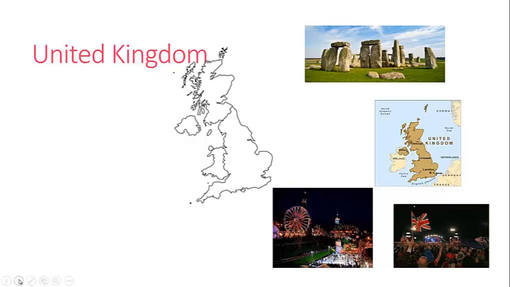And we have the United Kingdom. So the United Kingdom is also an island just to the northeast of the other main European countries, and it is southwest of Norway and Sweden.